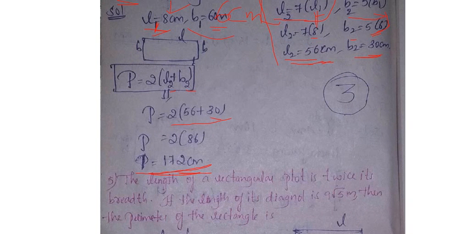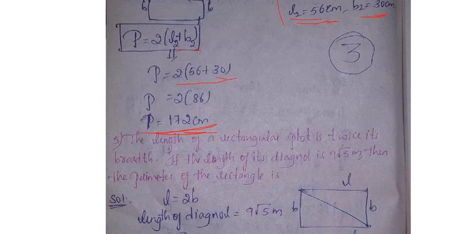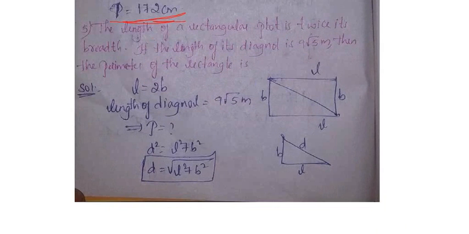Fifth problem. See here. What is the question they have given? I am reading. Again a rectangle problem only. The length of the rectangular plot is twice its breadth. That means twice means what? 2 times. Remember, twice means 2 times, thrice means 3 times. Remember, this is very important.